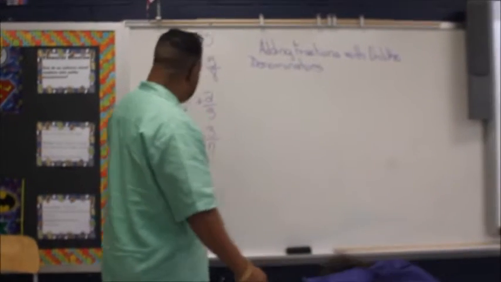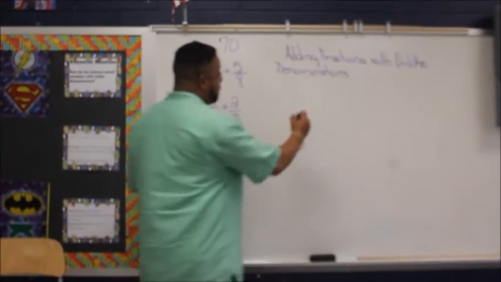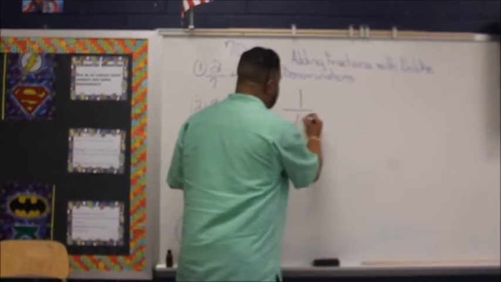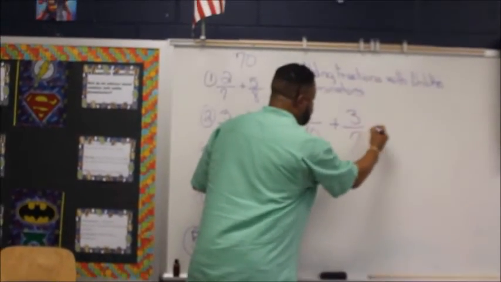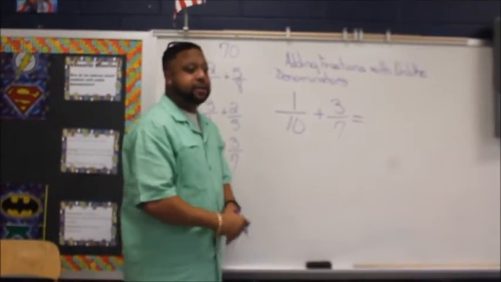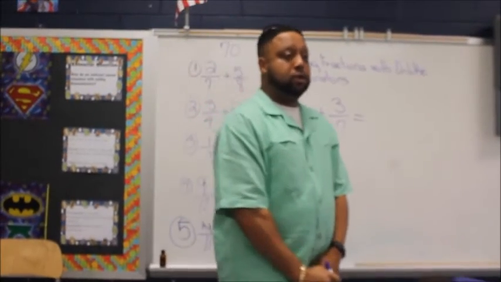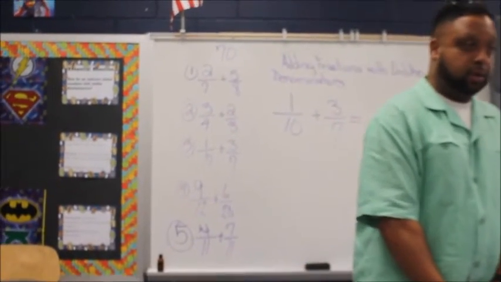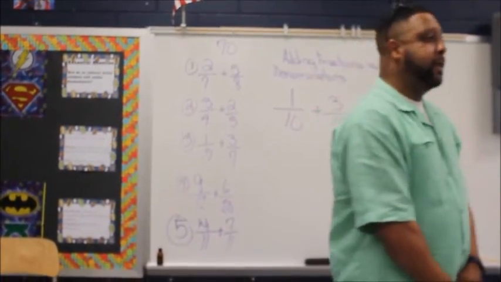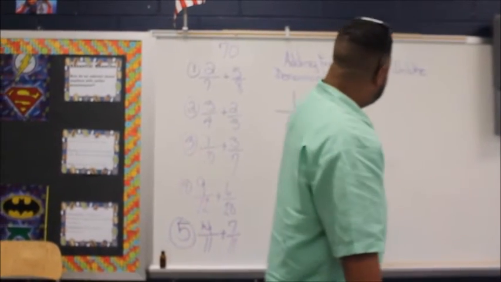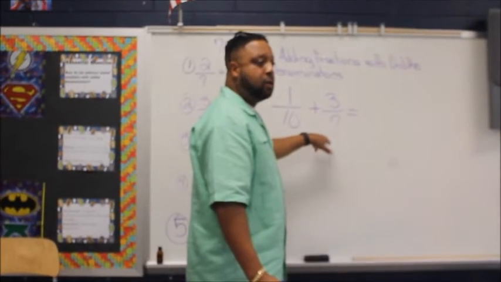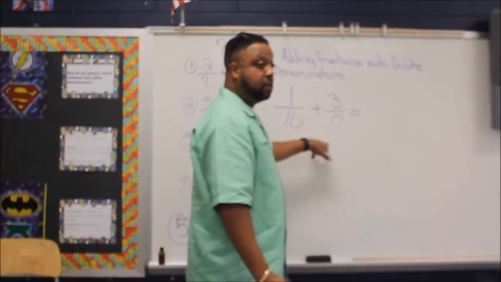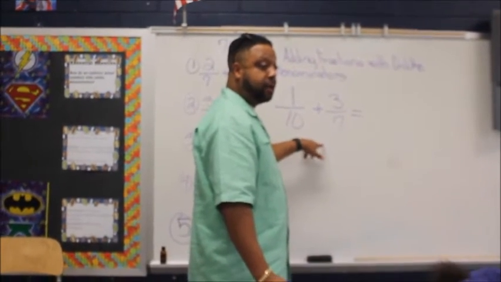All right, boys and girls, look at number 3. 1 over 10 plus 3 over 7. Do we have the same denominator? No. Do we have common denominators? No. Do we have unlike denominators? Yes. How can I find the common denominator for 10 and 7?